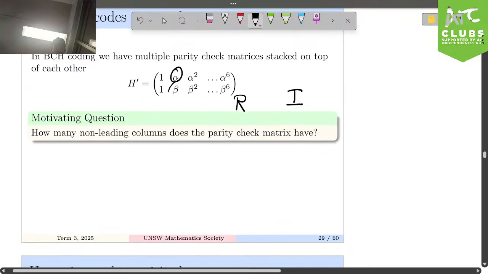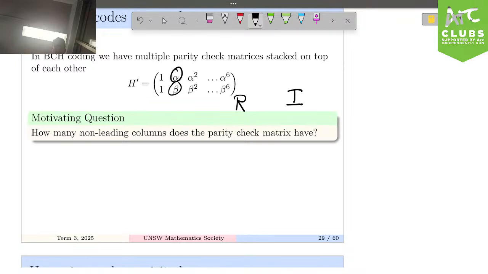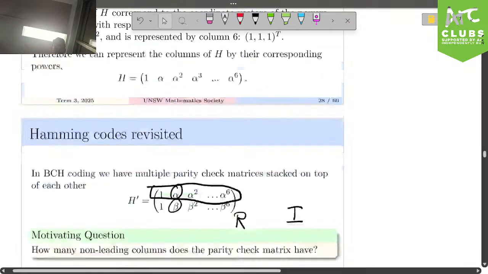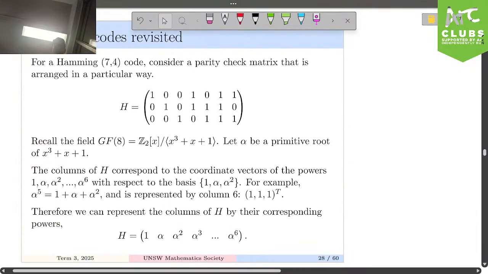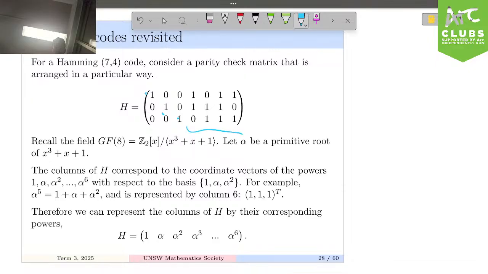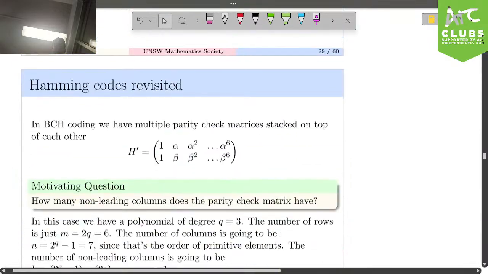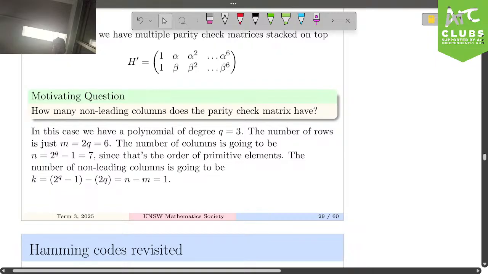Well, alpha and beta. Alpha was, so this top one, what it looked like is it looked like this. And there were 3 leading columns and 4 non-leading columns. If we put a beta below it, we're going to take up 3 more non-leading columns, and we're only going to be left with 1 information column. Okay, 1 free column. Okay, so this is just something to be comfortable with.